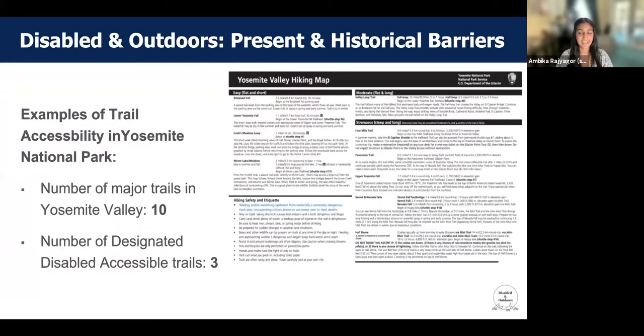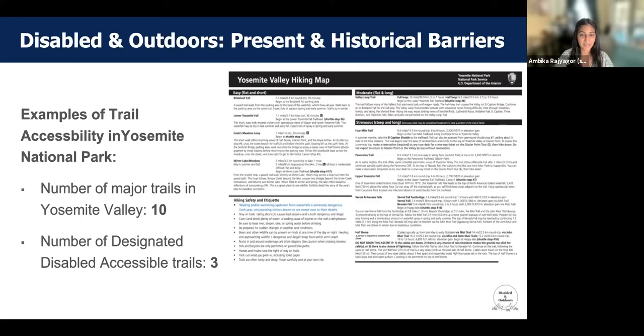Next slide, please. Another example is Yosemite Valley. This is my absolutely favorite national park and favorite place to be. This is just an example of the hiking map in Yosemite Valley. There are 10 major trails in Yosemite Valley. I've hiked all 10 by myself, with individuals in my friend group who have disabilities themselves, and also with my sister while we were push hiking her wheelchair. Of these 10 trails, about 3 are designated disabled accessible, and I have hiked all 3 of those with my sister as well.